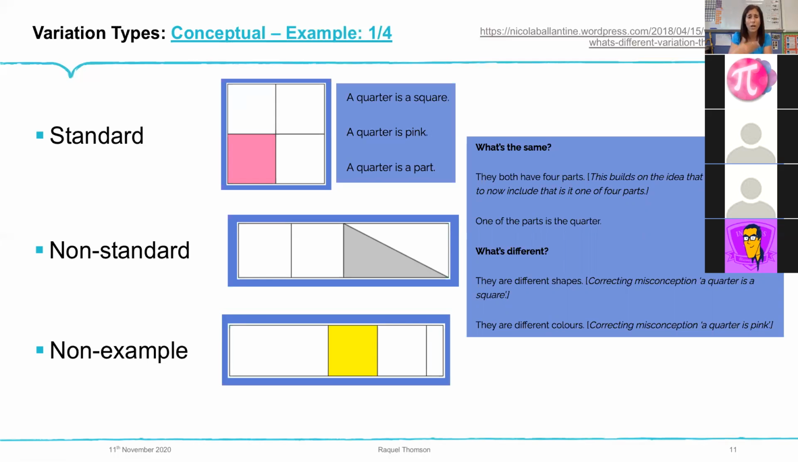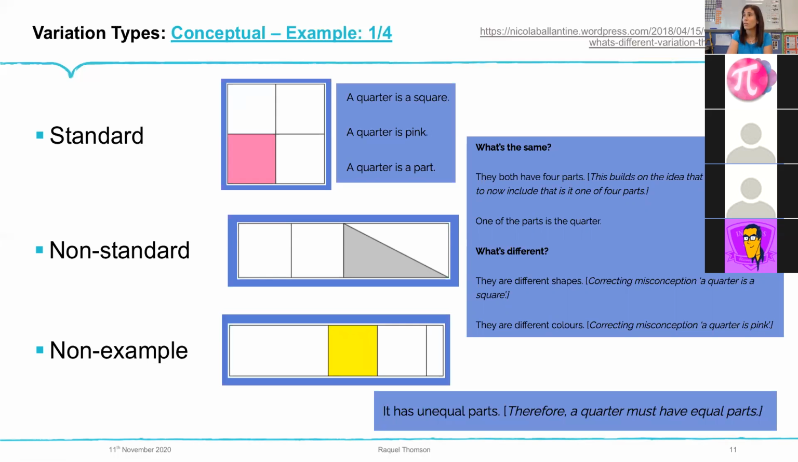And you tell them, why is it a non-example? Well, it's clear they're not equal parts. Even though these don't look the same, but they are equal in size, these are not equal parts. So this is a non-example of a quarter, okay? Hopefully that makes sense.